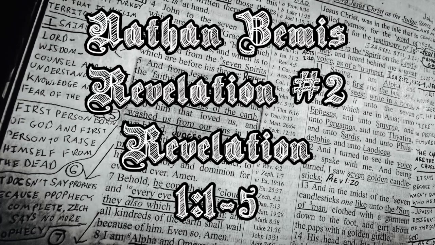Revelation chapter 1 and verse 4. John to the seven churches which are in Asia. Grace be unto you and peace from him which is, which was, and which is to come, and from the seven spirits which are before his throne. Now you have which is, right now Christ is alive. Which was, he died. And which is to come, he's going to return. So all three statements refer to Jesus Christ.